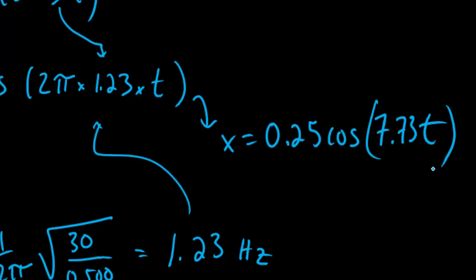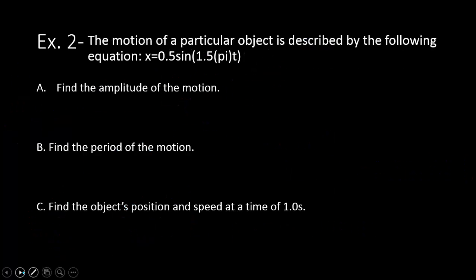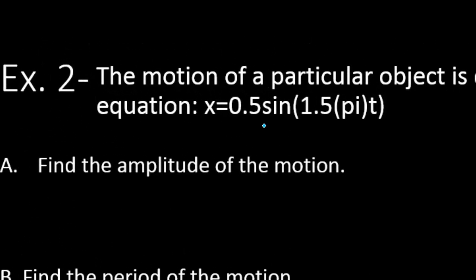So I could plug in any time I wanted, and I could find the exact x position of the oscillating object. Now I want to show you another example of using this equation, example number 2. It says the motion of a particular object is described by the following equation: x is equal to 0.5 sine of 1.5 pi times t.